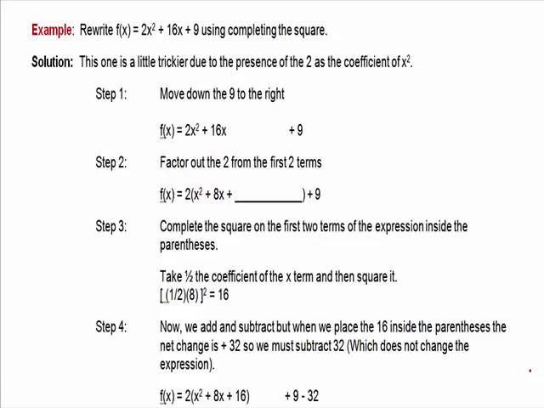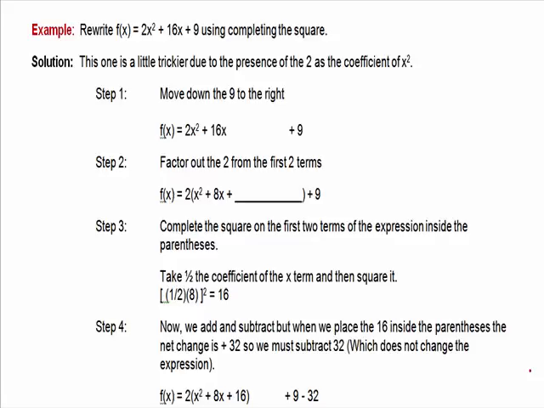First of all, like with our previous example, we're going to move down the 9 further to the right. So that would give us f of x equals 2x squared plus 16x and some space and then plus 9. Now our step 2, and this is where it gets a little trickier. We're now going to factor out the 2, but only from the first 2 terms. So if I do that, that's going to give me 2 multiplied by x squared plus 8x plus a blank, and we'll close our parentheses off, and then we'll have our plus 9 still written out beyond all of that.